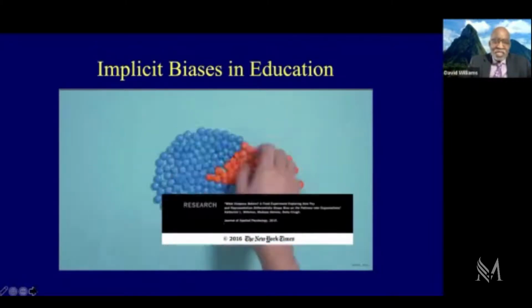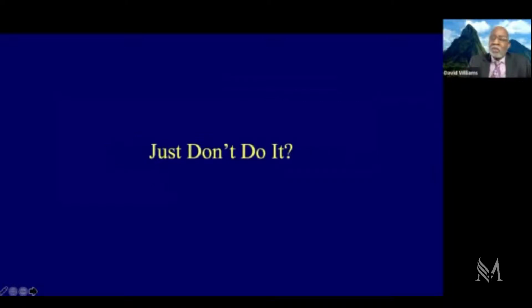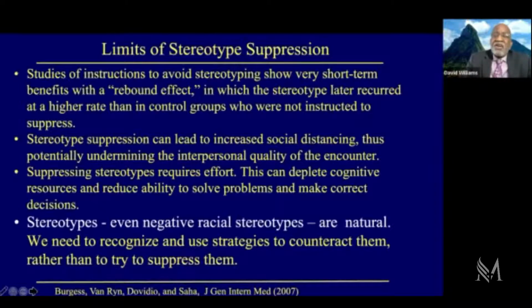Okay, you're seeing examples of implicit bias, and now we want to get to the heart of the matter. What can we do to reduce implicit bias? One option is to say, we'll suppress it, just don't do it. The research actually suggests that this is very difficult to do. Studies of instructions to stop stereotyping suggest for many people there's a rebound effect in which a stereotype later occurred at an even higher rate.